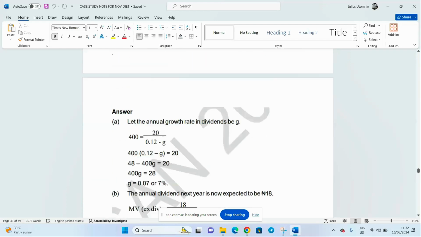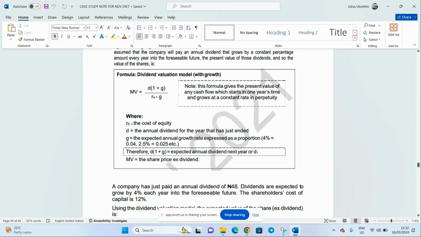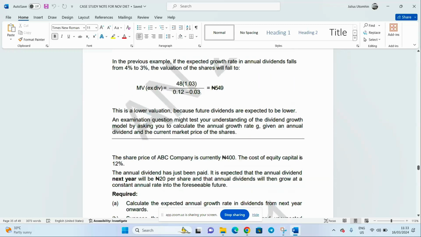Very good, good question. Look at the first one we treated. Market value is equal to dividend, bracket 1 plus growth rate. Aside from Gordon, there is no other method for growth rate. Rather, they can ask you to make growth rate the subject of the formula, or they give you the growth rate. Meaning, if you are not given the growth rate and you are not asked to make it the subject of the formula, you are expected to use the Gordon method to calculate growth rate. Any other question?